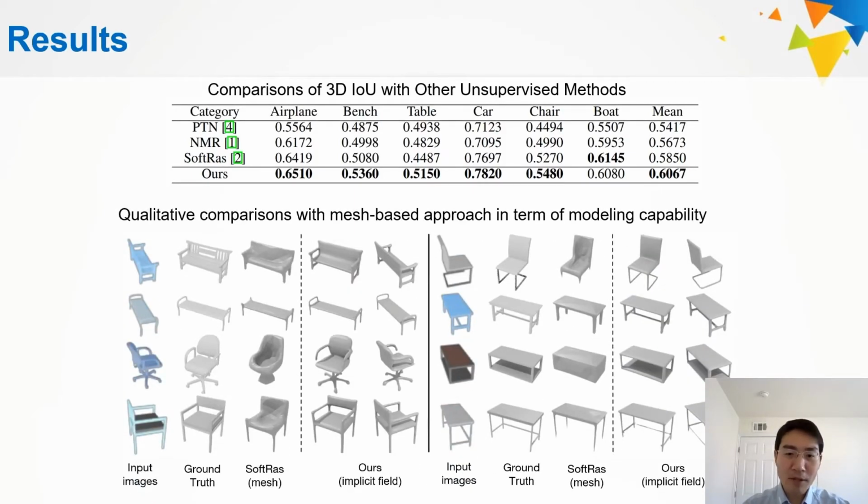Here are some more results. This is the input image. Second column is ground truth. Third column is the soft REST. And another two columns are our implicit field-based differentiable rendering results. We can see that with more flexibilities in the topologies, our reconstruction results are much better than the soft REST. We can reconstruct objects with holes and with very detailed structures, and also with very diverse shapes of these objects.